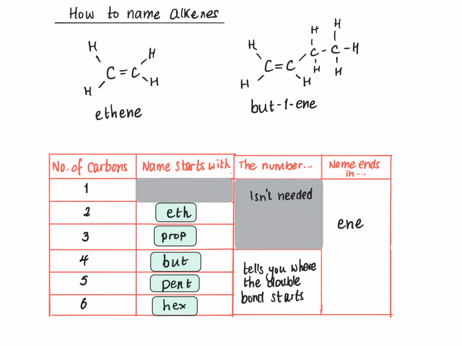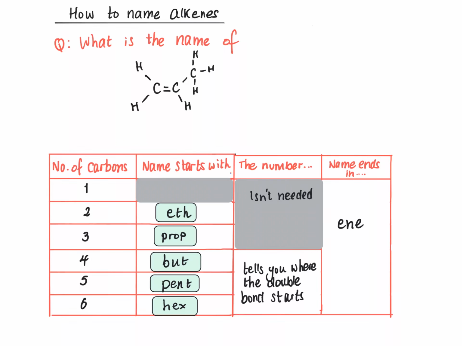As for naming alkanes, the beginning of the name is determined by the number of carbon atoms there are. If there are 2 carbon atoms, the name starts with eth. If there are 3 carbon atoms, it begins with prop. If there are 4 carbon atoms, it begins with but. With 5 carbon atoms, it begins with pent. And with 6 carbon atoms, the name of the alkene begins with hex. If there are 4, 5 or 6 carbon atoms, you need to put a number in to tell you where the double bond starts. And the name of all alkenes ends with ene.